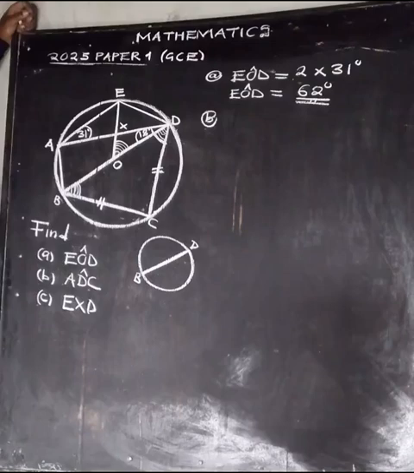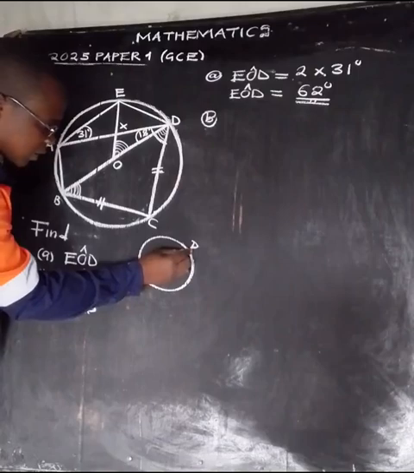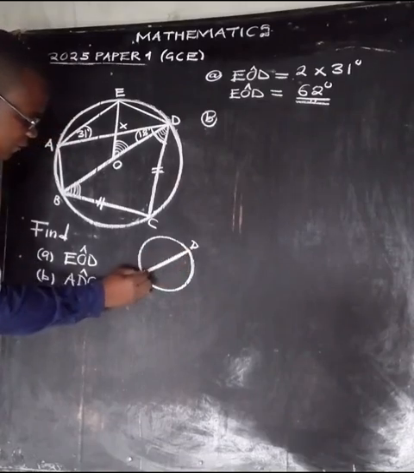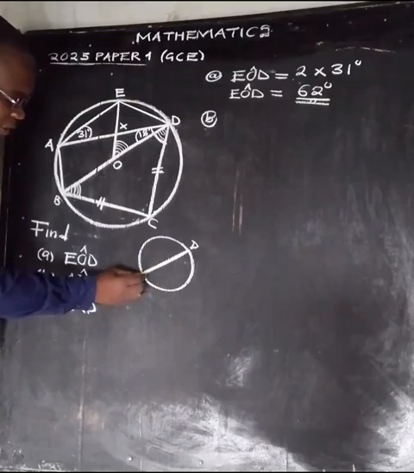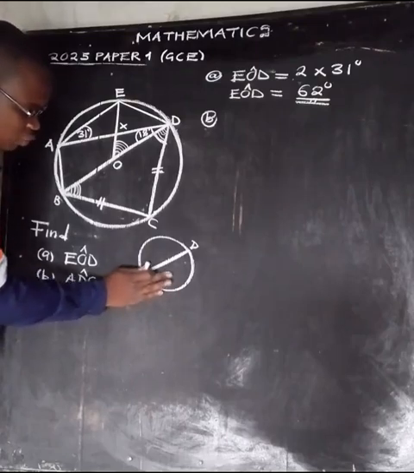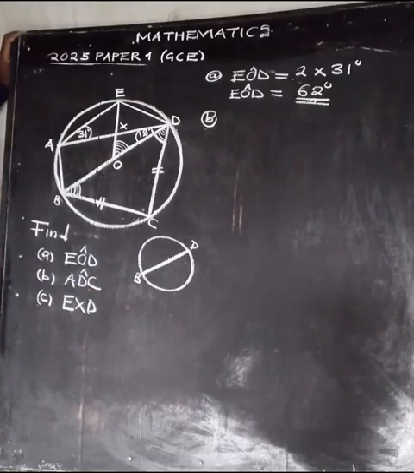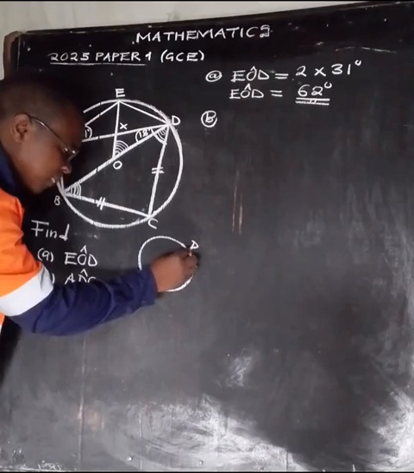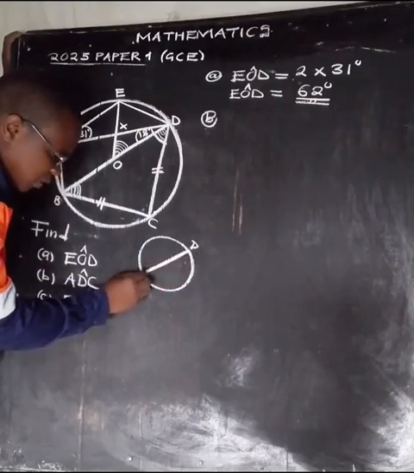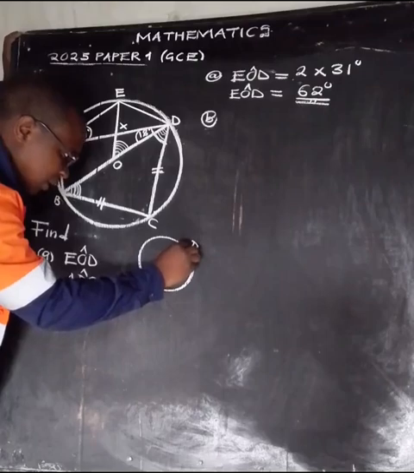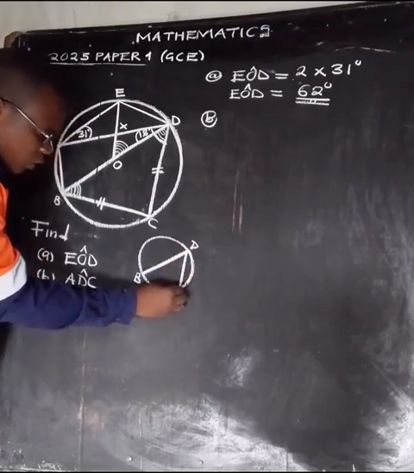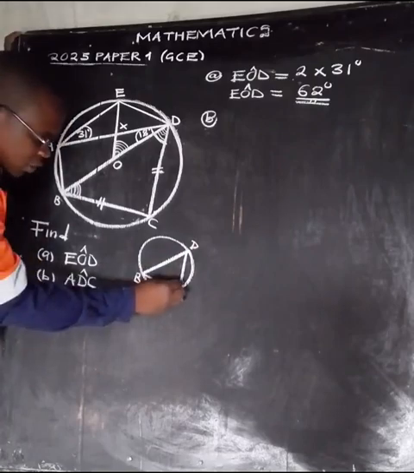And know that an angle formed in a semicircle is equal to 90 degrees. What does this mean? If we move from this diameter BD, from point D going to point B, any angle we form on this side is equal to 90 degrees. If I move from this point and form an angle as I go to B, this angle is equal to 90 degrees.